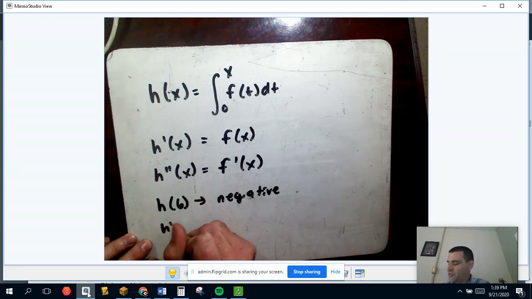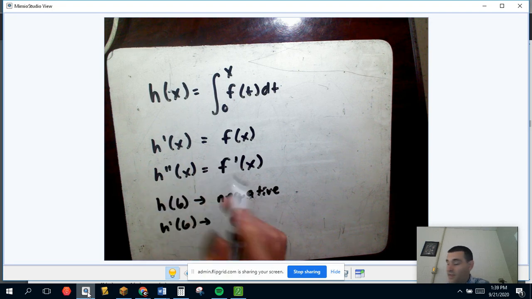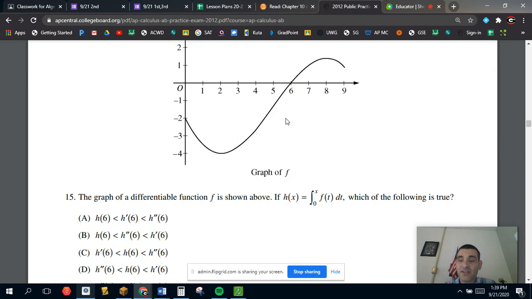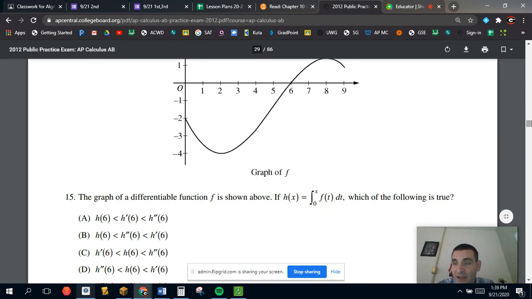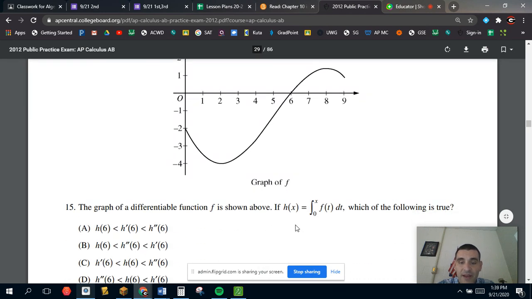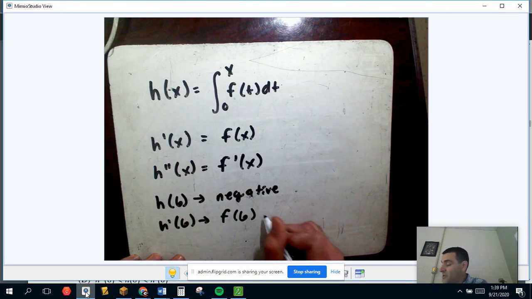Okay, so what is h prime of 6? Well, that would be equivalent, according to this, to f of 6. Well, f of 6, as you can see, this is f, I assume, the graph. The graph of f, it says it right there. So f of 6, remember, that's just wanting to know what is the y coordinate when x is 6. It was 0, right there. So going back to my camera, f of 6, which is h prime of 6, is 0.